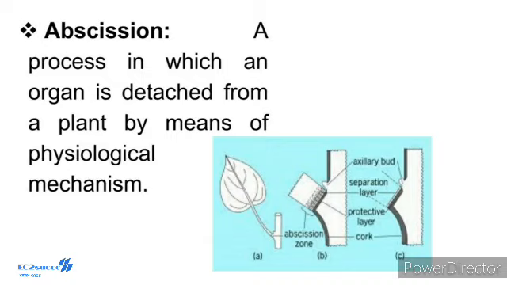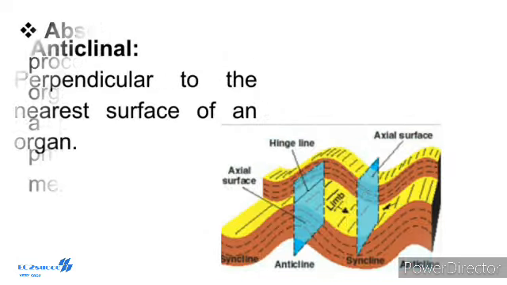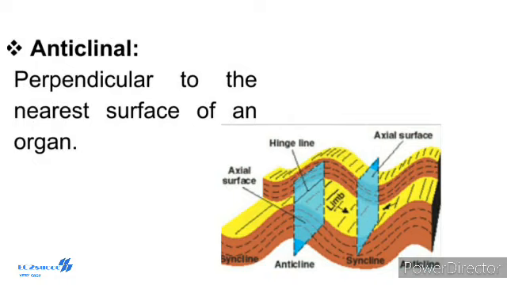It has been observed that abscission layer formation occurs rapidly when the auxin gradient becomes less, that is, less auxin on the distal side than the proximal side of the leaf, flower or fruit. Plant hormones like ethylene and abscisic acid promote abscission. A high concentration of auxin prevents the formation of the abscission layer. Another one: anticlinal, perpendicular to the nearest surface of an organ.